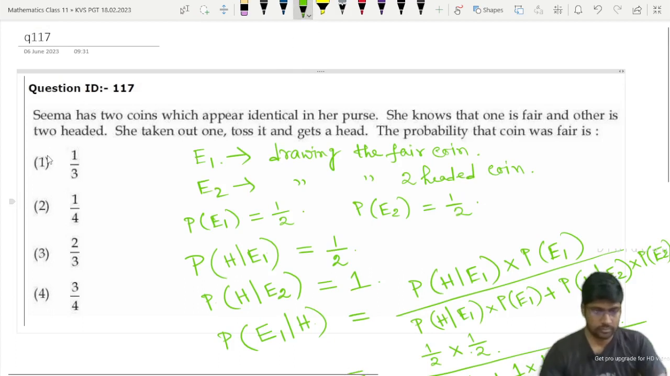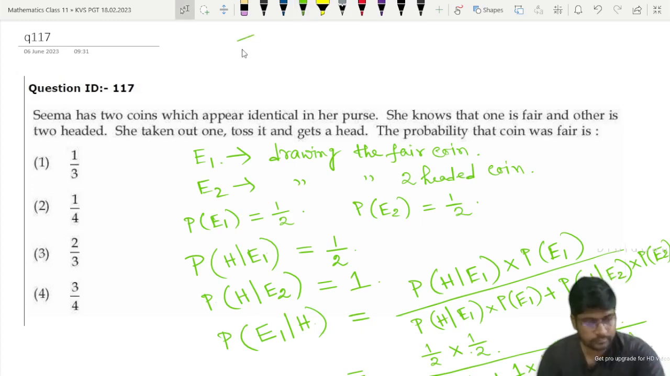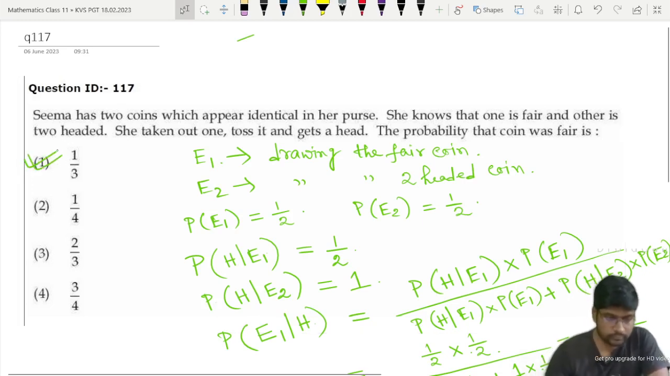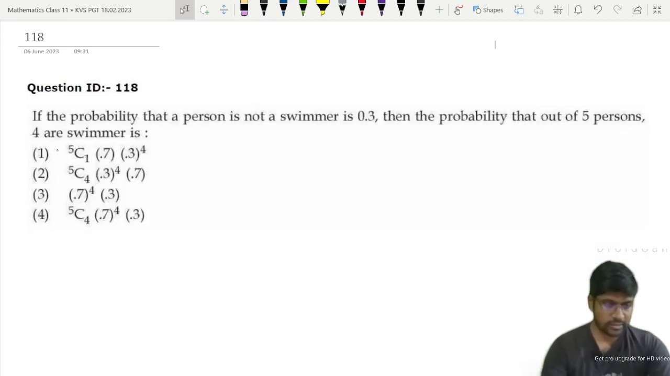So option 1 is correct. Okay, so now let's move to question number 118.